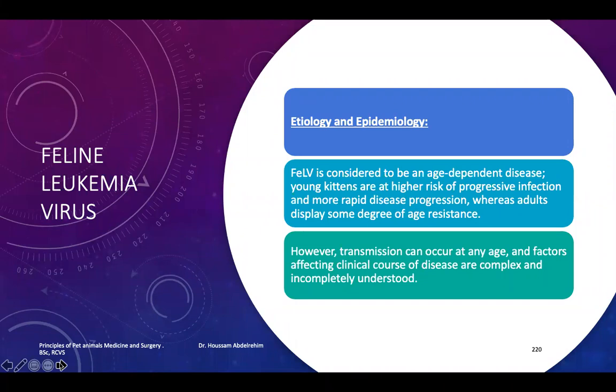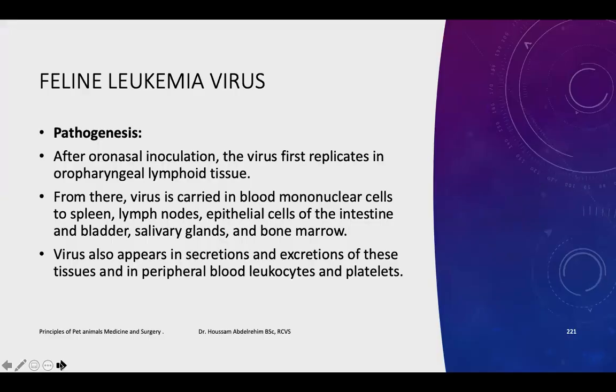It's considered to be an age-dependent disease. اليونج kittens طبعا في high risk to progress the infection, whereas adults display some degree of age resistance. كل ما الحيوان كبر كل ما كانت مقاومته أعلى. However, transmission can occur at any age, and factors affecting clinical course of disease are complex and incompletely understood. لغاية دلوقتي محدش قادر يفهمها 100%.